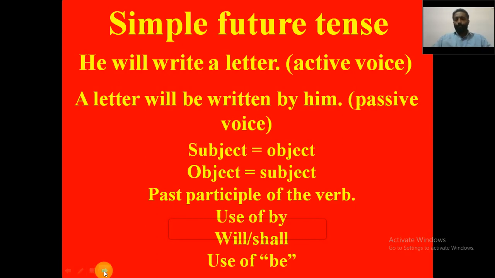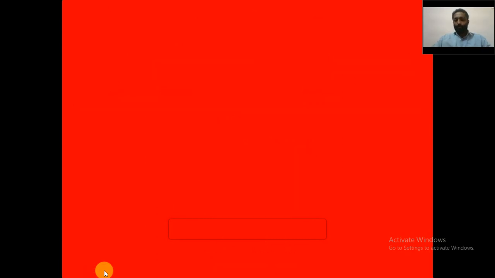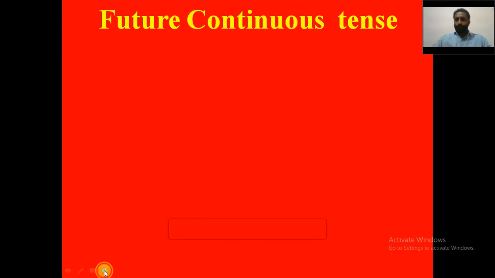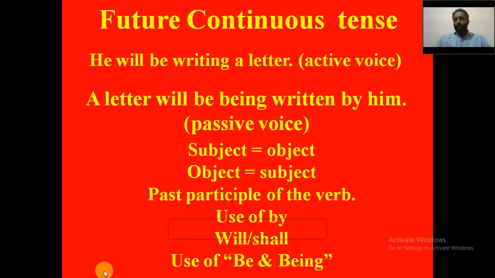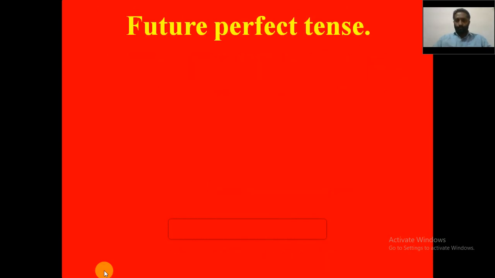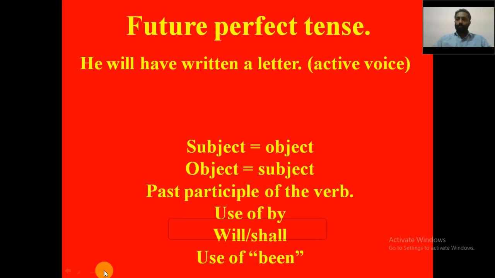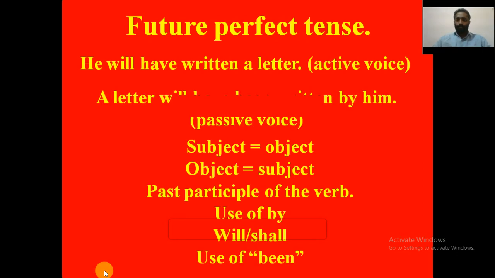Now moving on to future continuous tense. Besides these basic changes, the additional word that is added here is the word called being, B-E-I-N-G, because it is the continuous tense. And moving on to the future perfect tense, the additional word that is added besides all the basic changes is been, B-E-E-N. So kindly go through all the three tenses.